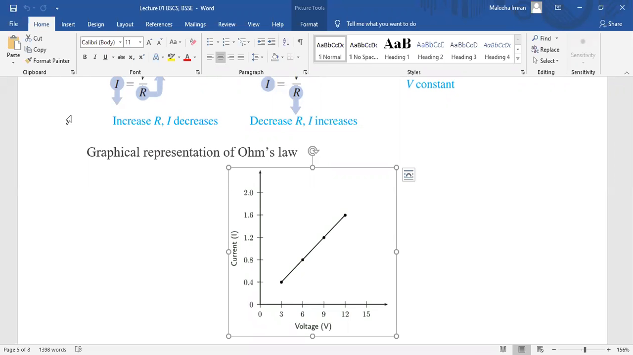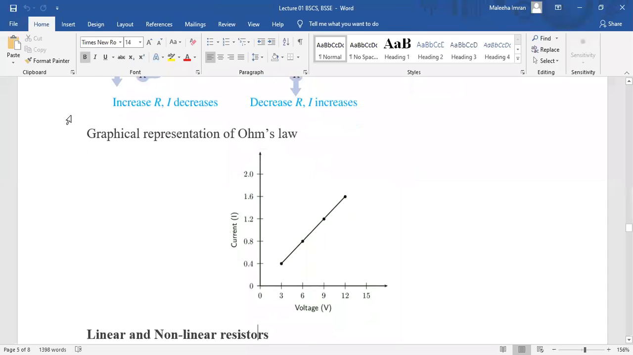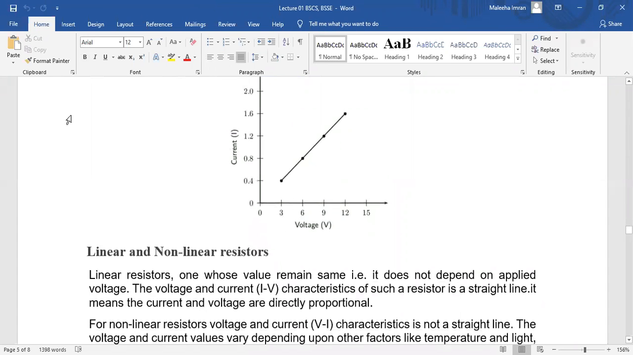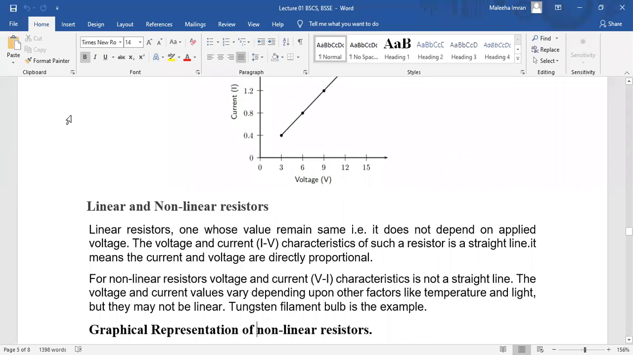So the slope can be written as 1 over R equal to I over V. So from here we can find the voltage. Voltage is written as V is equal to IR. So this straight line actually determines the resistance of the wire. Now from here, we can say that we have two types of resistors. One is called linear and the other is called non-linear resistors.